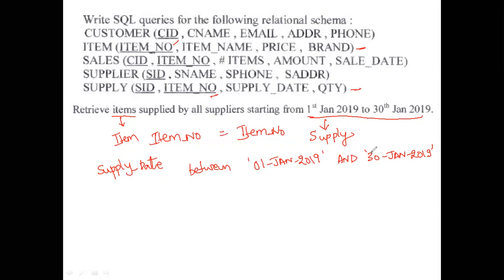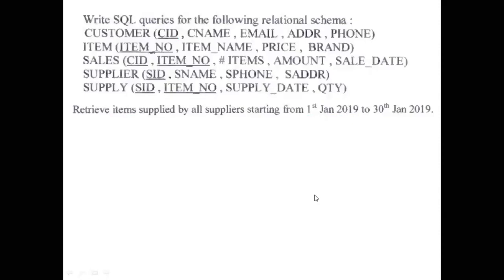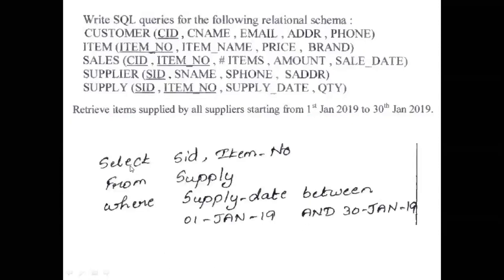Okay. Whenever you are writing a query, make sure that the attribute names you have written are in the same case as mentioned in the question. Here, while just writing, I have written in lower case, but when you write the query, write it in uppercase only. Okay. So finally, when we put all the things together, the query will be like this. So select S.ID, item number from supply, where supply date between these two.